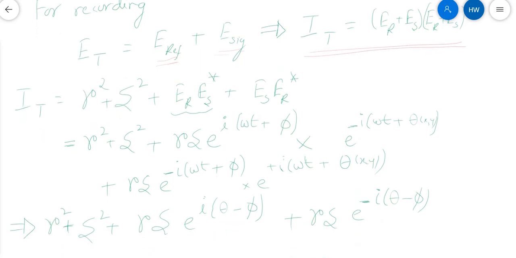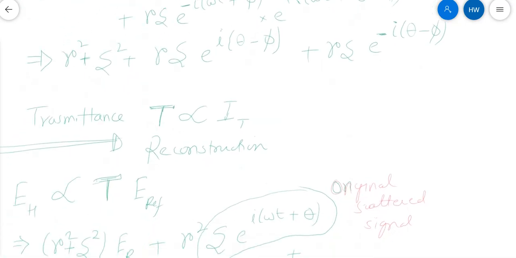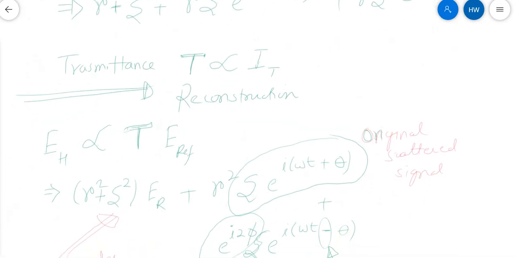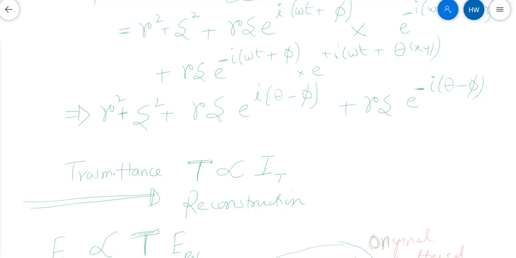I'll just come to the last expression, which is what we had derived in the last class. So you get an expression like so. Now a few things to recall. Remember that R is a uniform intensity. S has a structure which has x and y dependence. Phi is a uniform linear phase variation, whereas theta has a structure which is x, y dependent. Absolutely similarly, the theta and phi here in the complex conjugate part.